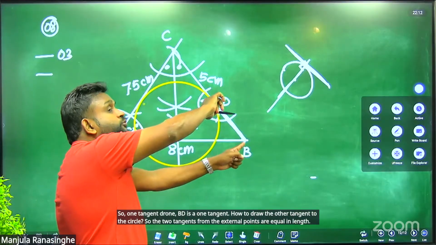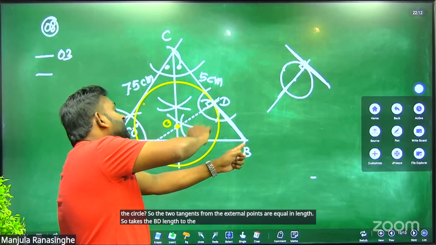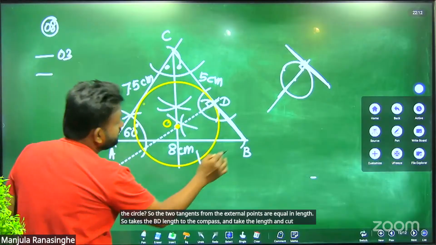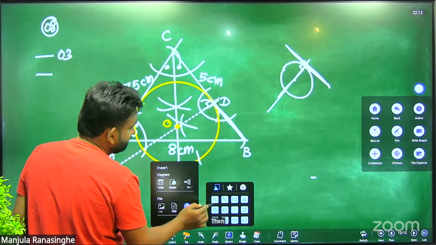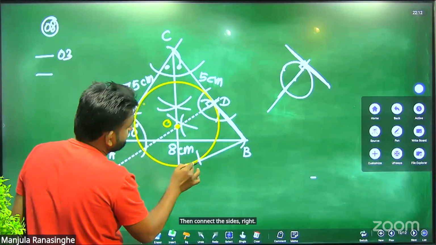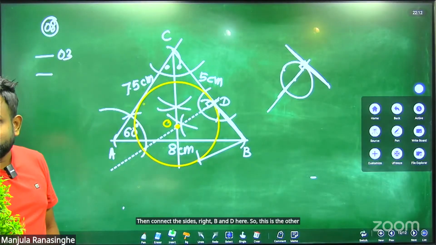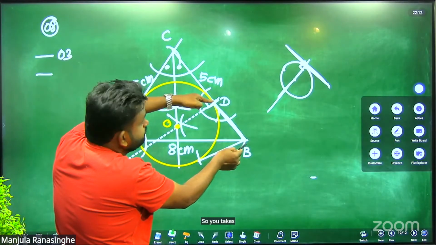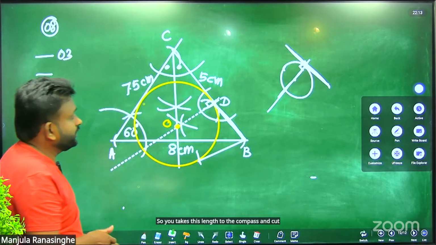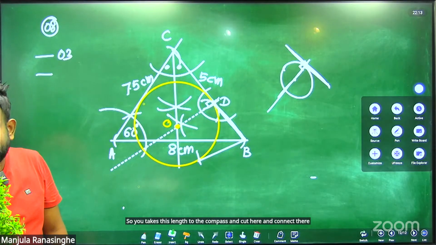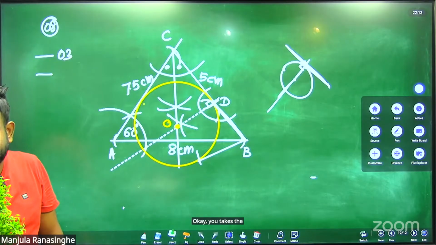So take the BD length to the compass and take that length and cut the circle. Then connect these sides, B and D here, right? So this is the other tangent to the circle. So you take this length to the compass and cut here and connect there. Okay, you get the other tangent here.